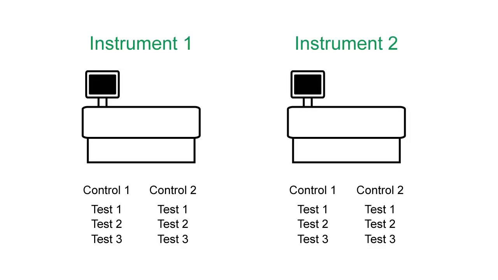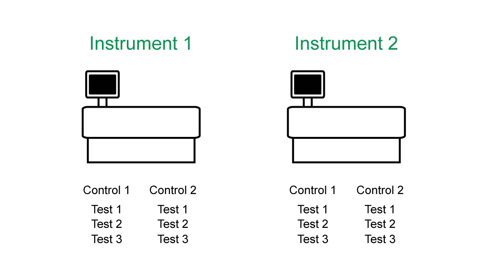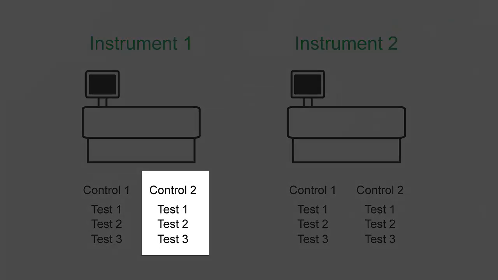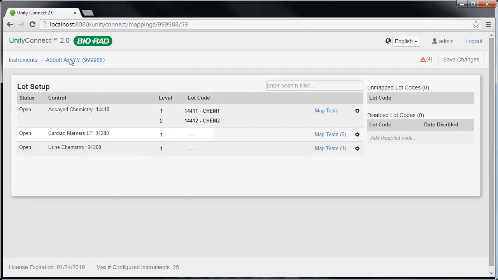At this point, you've successfully mapped the tests for one control on one instrument. Remember that Biorad recommends instrument-specific mapping. This means that you should map the next control and its tests for the same instrument before mapping a different instrument. Use the breadcrumb to return to the lots page for the instrument you are working with.